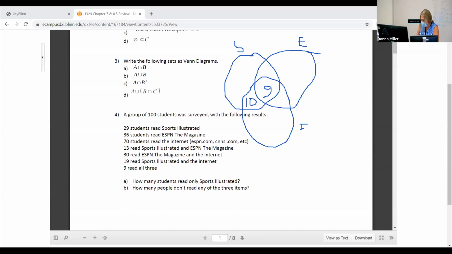All right. So ESPN and the internet would be this little overlap right here. See where I'm circling? So that needs to add to 30. So this needs to be a 21. So I get 30 out of there. Okay. Is that all right? All right. Then I took care of that.